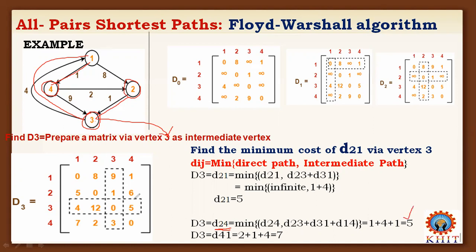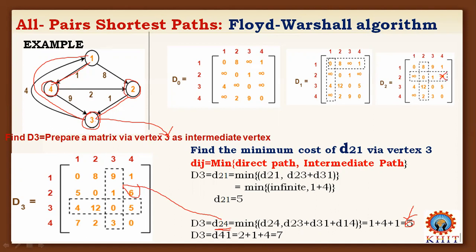The minimum distance from 2 to 4 is 6, not 5. So the total value is 6. The distance from 2 to 4 is 6, and it is replaced with the infinity value.